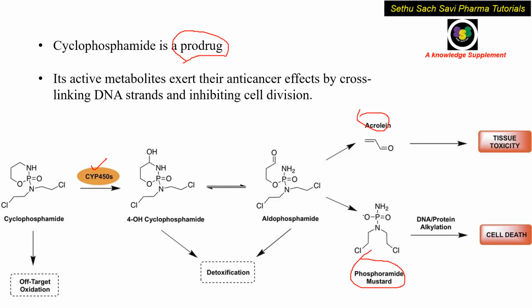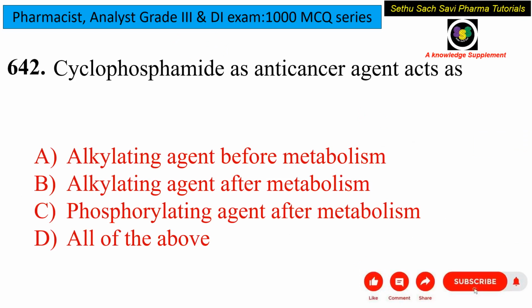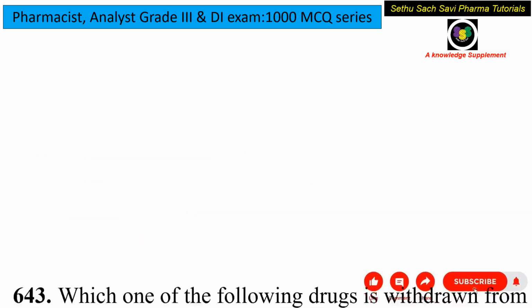What is cyclophosphamide? It is a prodrug. How will it exert action? After becoming an active drug, that is after metabolism. Right. Not in the prodrug form. So what is the question? Cyclophosphamide acts as an anti-cancer agent when it acts as an alkylating agent after metabolism. Before metabolism, what is it? It is a prodrug. So the answer will be after metabolism. Okay. Coming to the next question.